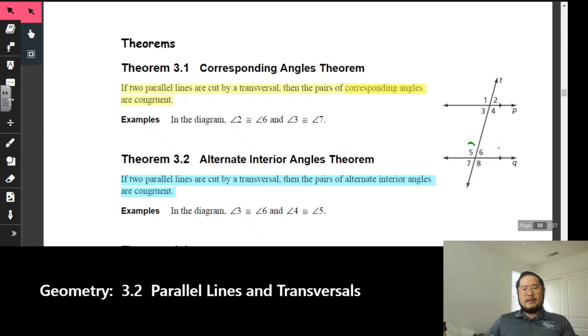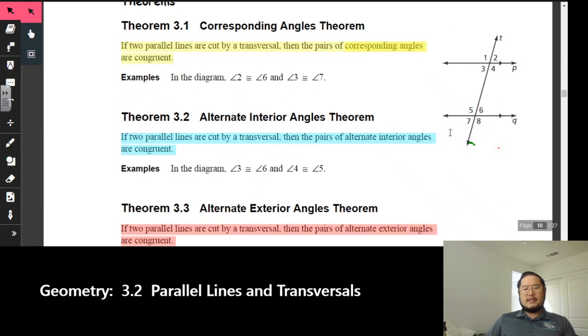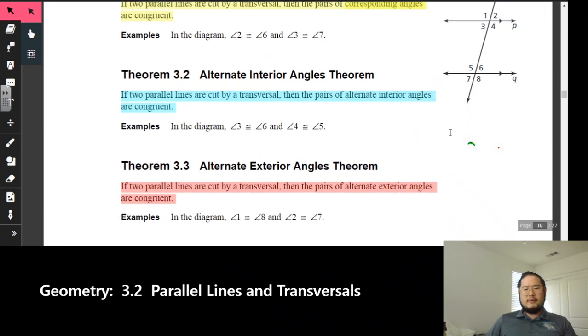Let's go ahead and move on. We have the alternate exterior angles theorem. And so once again, two parallel lines cut by a transversal, the alternate exterior angles are congruent. So we can see that angles 1 and 8 are congruent, and they also look congruent. They're both obtuse angles. And so are angles 2 and 7, which are both acute angles.